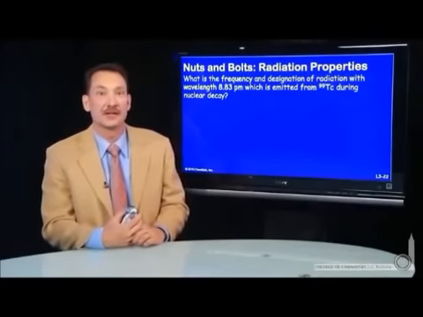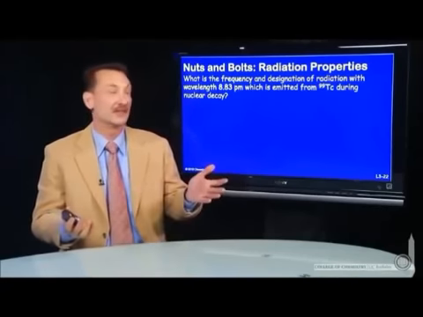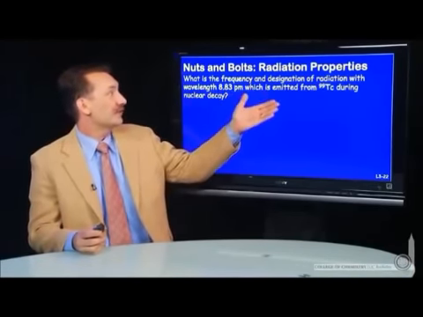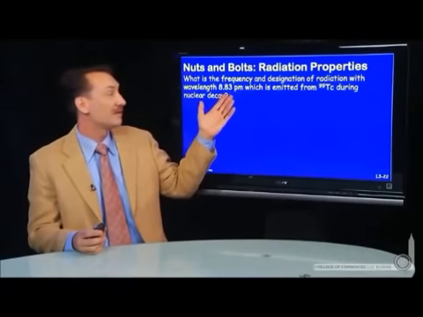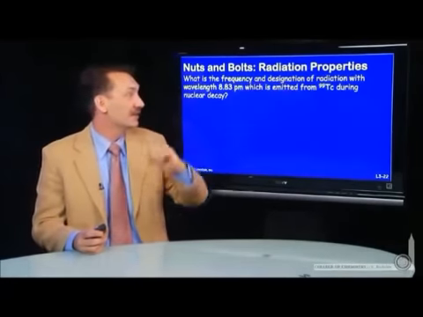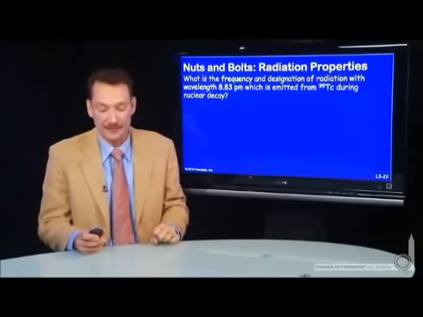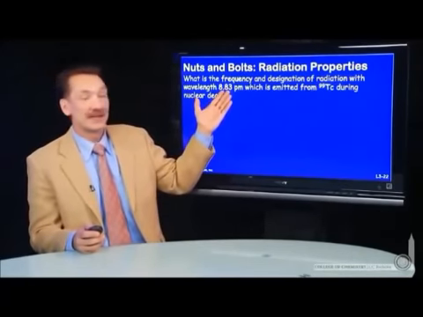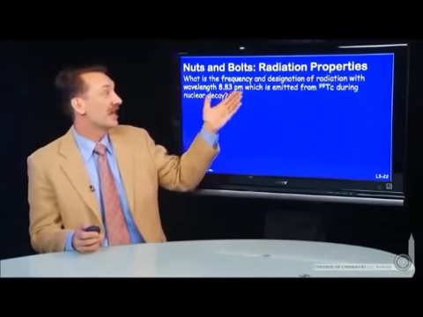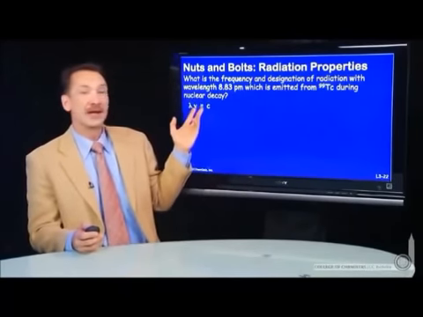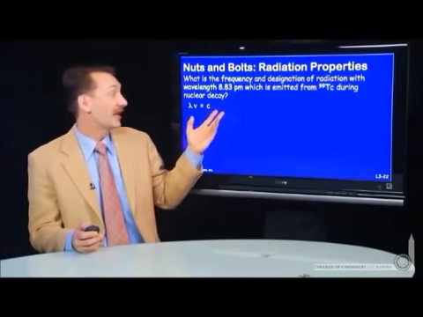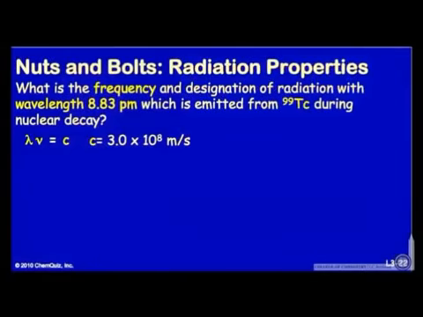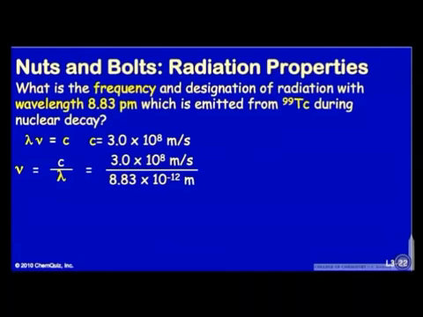Let's do a calculation with electromagnetic radiation, the properties of wavelength and frequency. What frequency and designation of radiation with wavelength 8.83 picometers is emitted from technetium-99 during its nuclear decay? So we understand a wavelength, 8.83 picometers, we can change that into a frequency knowing that the waves travel at the speed of light c. So the product of the wavelength and the frequency is the speed. We can solve for the frequency. The frequency is the speed over the wavelength, and just simply plug those 2 numbers in.